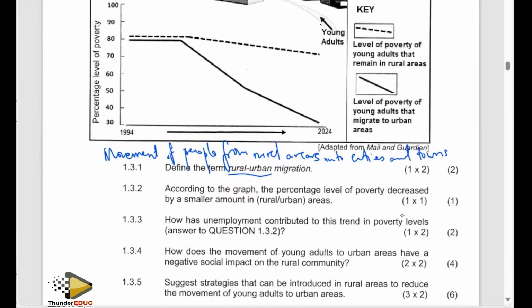So if we go to our indications here of the graphs, we see that the broken graph is representing the poverty of young adults that remained in the rural areas. So our response here is rural areas.